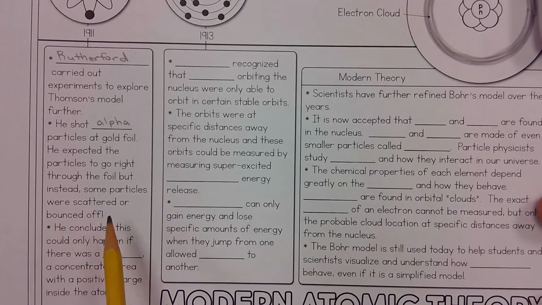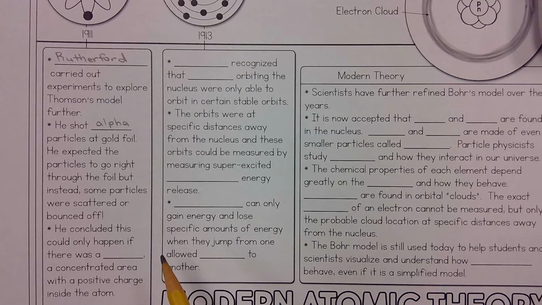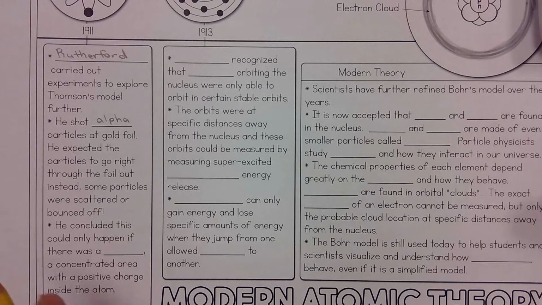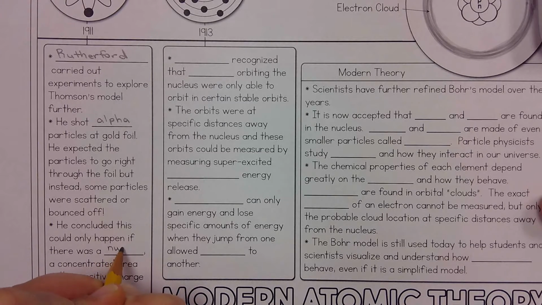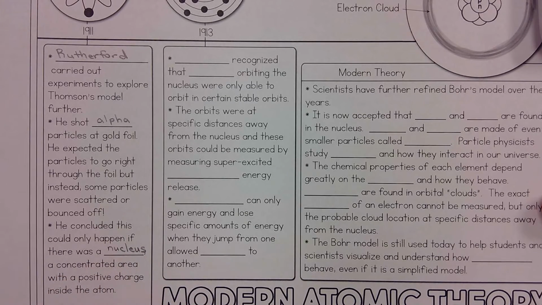And like we learned, he expected those particles to go right through the foil, straight through. But there was some scattering and bouncing. And his conclusion was that this could only happen if there was a nucleus in the atom, that dense, positive, concentrated center. So he basically came up with the nucleus idea, which was correct, and this is something that we still hold true today. But that was Rutherford, huge contributor to the modern atomic theory with his discovery of the nucleus.